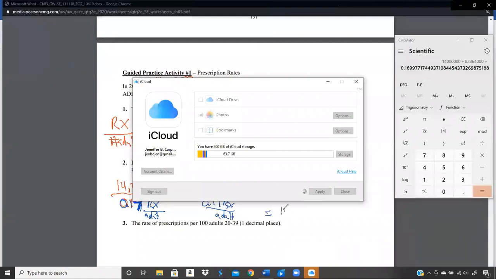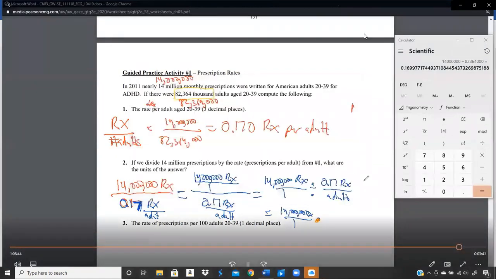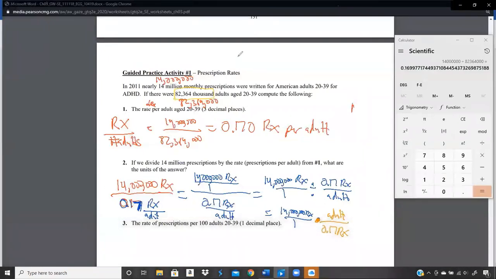which would give us 14 million prescriptions over 1 times, and let me change color to show that emphasis, times, we flip it. The adults go on the top now, and the 0.17 prescriptions go on the bottom. So here's what happens. This prescription unit ends up canceling that prescription unit. The only units you're left with are adults.